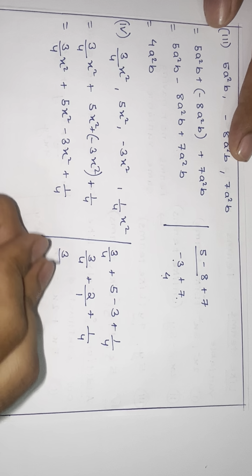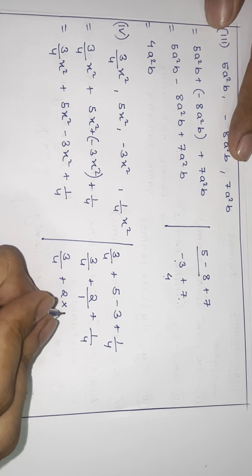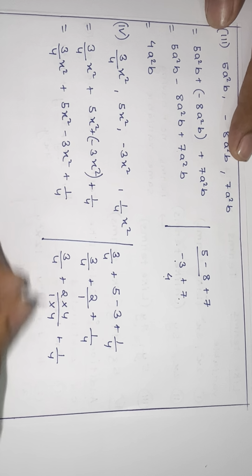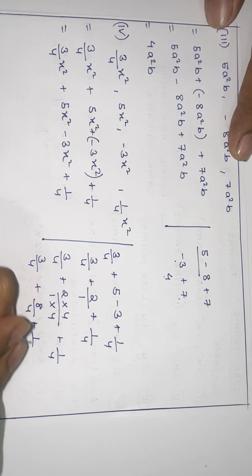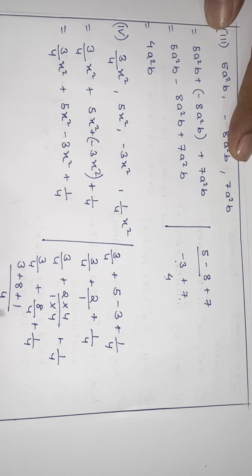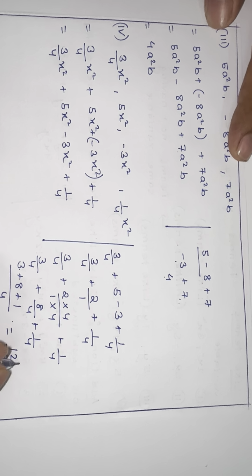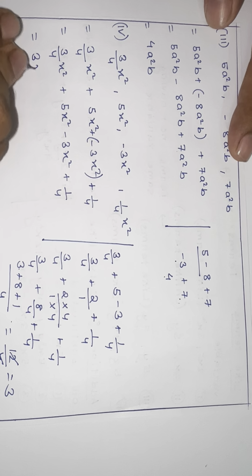3 by 4, I will multiply with 4. I need to make both the terms have denominator 4. Top also I'm multiplying by 4, below also multiplying by 4. So 3 by 4 plus 8 by 4 plus 1 by 4. So 3 plus 8 plus 1 by 4. 8 plus 3 is 11, 11 plus 1 is 12 by 4. 4 threes are 12, so it comes out to be 3. So you write the answer as 3x square.